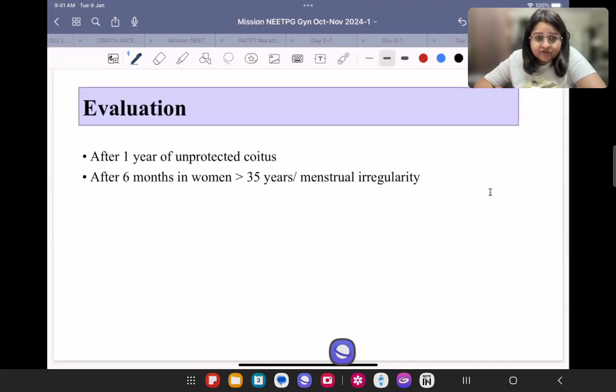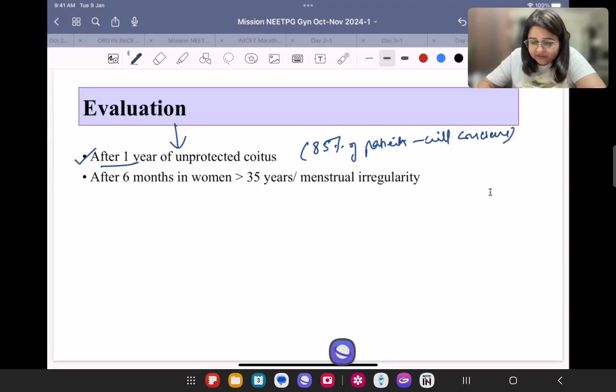What is the definition of infertility? It is after 1 year of unprotected coitus, if a couple fails to conceive. Okay, we start evaluation for that couple. So we allow them to try for 1 year. At the end of 1 year, 85% of patients will conceive. That's why we wait. There is no hurry.